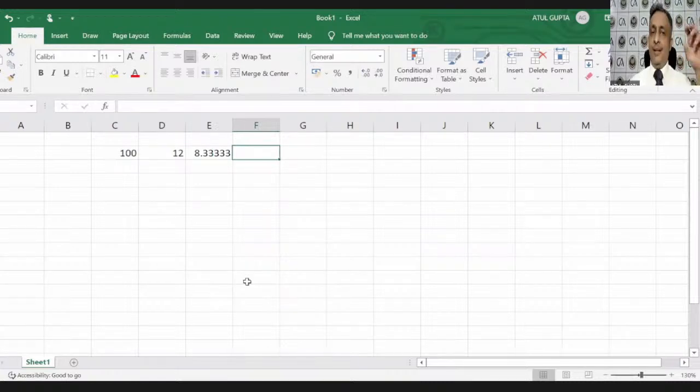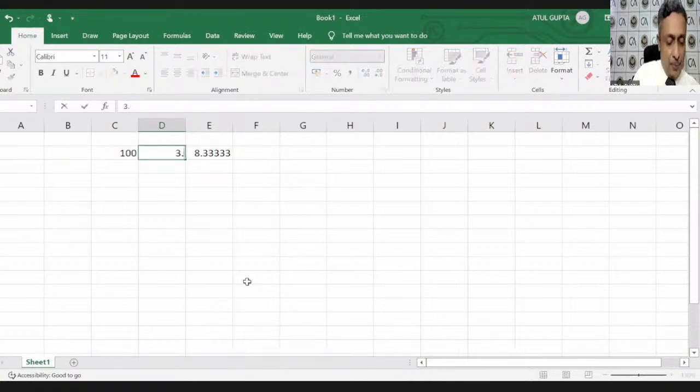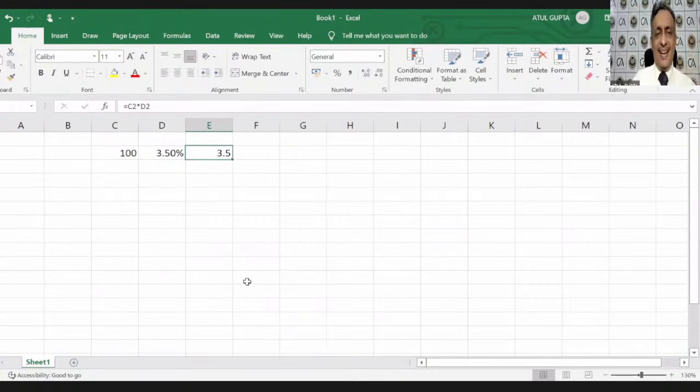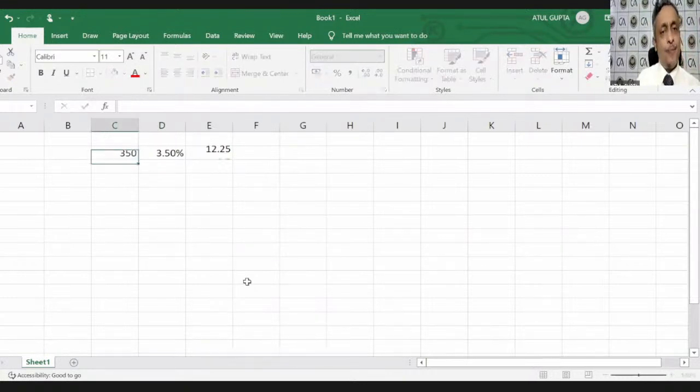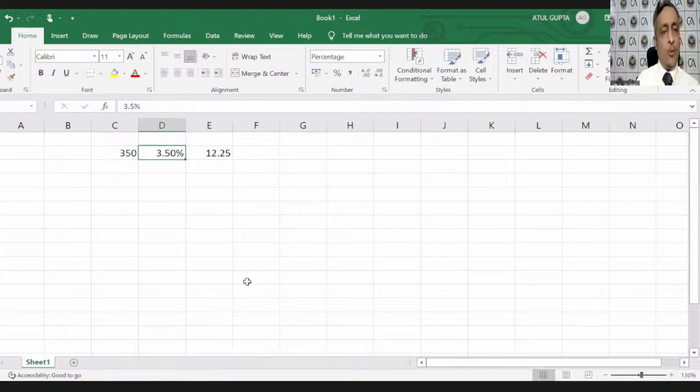Suppose my average balance is 100 rupees in my savings bank account. The bank gives me 3.5% annual rate of interest. So 3.5 rupees I get credited. Okay, I am changing this balance. So my interest becomes 12.25. Now we are seeing how round down and salami work.